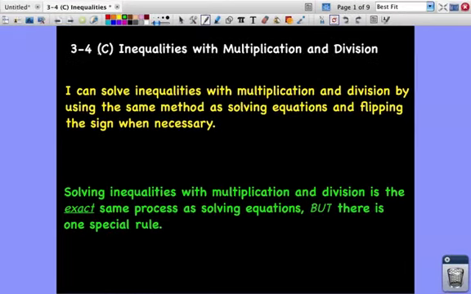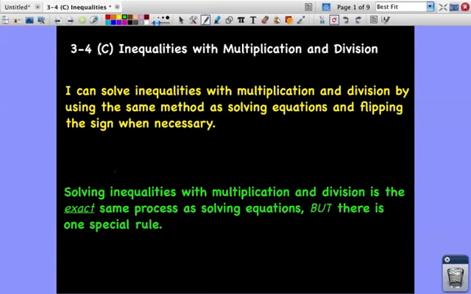All right, hello everybody, and this is video 3.4C, and it's going to be inequalities with multiplication and division. The last video we did inequalities with addition and subtraction, so now we're just going to add a little bit more to that. If we take a look at our I can statement, it does say I can solve inequalities with multiplication and division by using the same method as solving equations and flipping the sign when necessary.